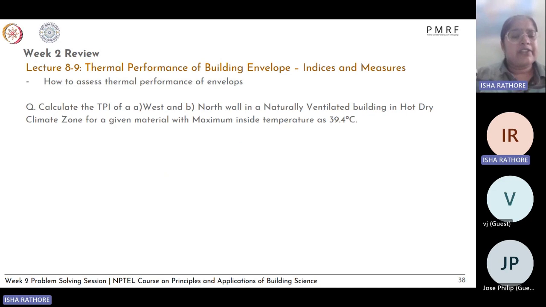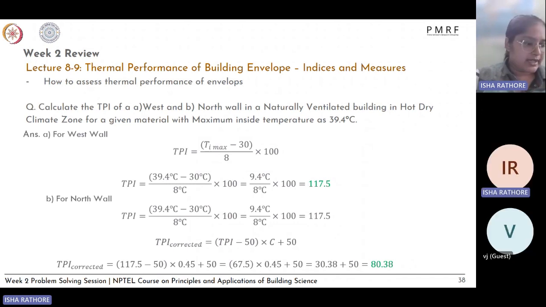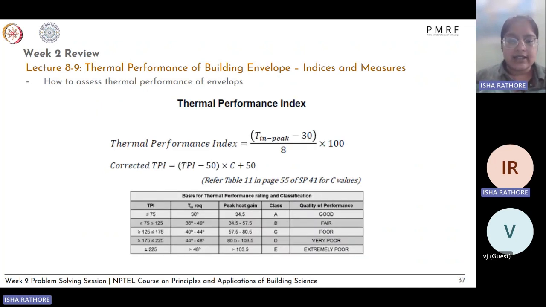Okay, so calculate the TPI for A, a west wall, and B, a north wall, in a naturally ventilated building in hot, dry climate zone for the given material with maximum inside surface temperature as 39.4 degrees centigrade. Okay, so to calculate this for west wall, we just calculate TPI. So our TPI is Ti max minus 30 by 8 into 100. So TPI is 39.4 minus 30 by 8 into 100. So this is 9.4 by 8 into 100. So this is 117.5. So this falls in the category of fair, TPI class B.